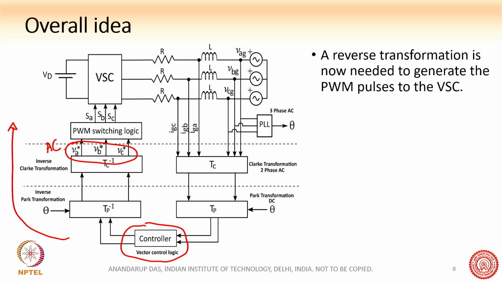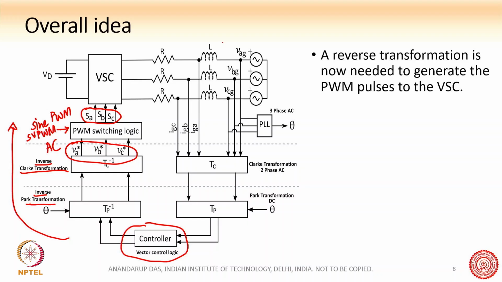So after the output of the controller, we must do an inverse Park transformation and inverse Clark transformation. Once I do this inverse transformation, I get back my modulating waveform. After I get the modulating waveform, you can have a PWM here. In this block you can have sine PWM or space vector PWM, which ultimately generates the switching signals for the voltage source converter. Okay, so this is the overall picture.